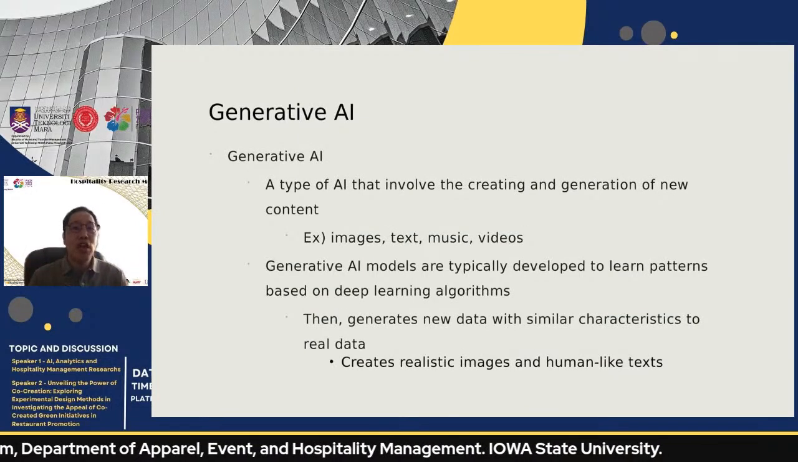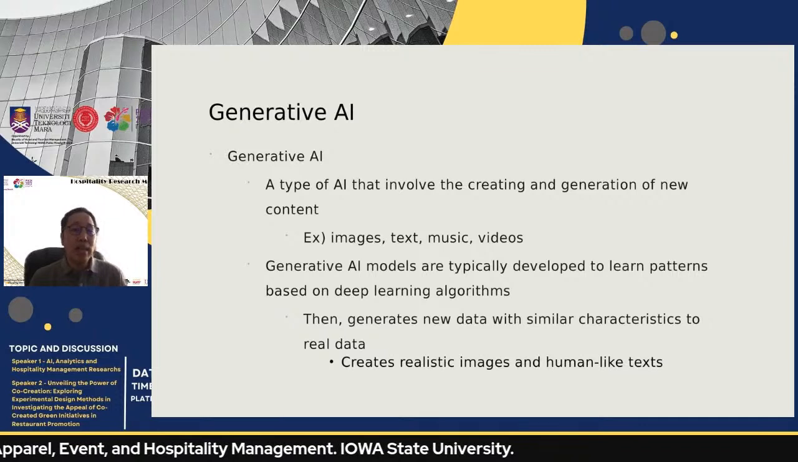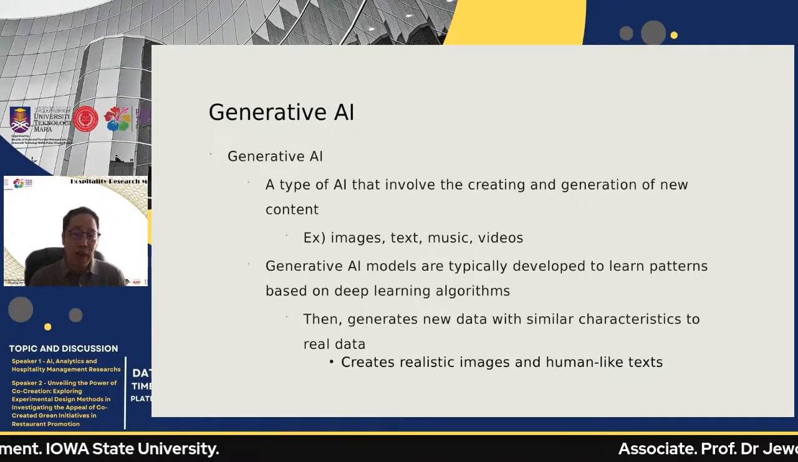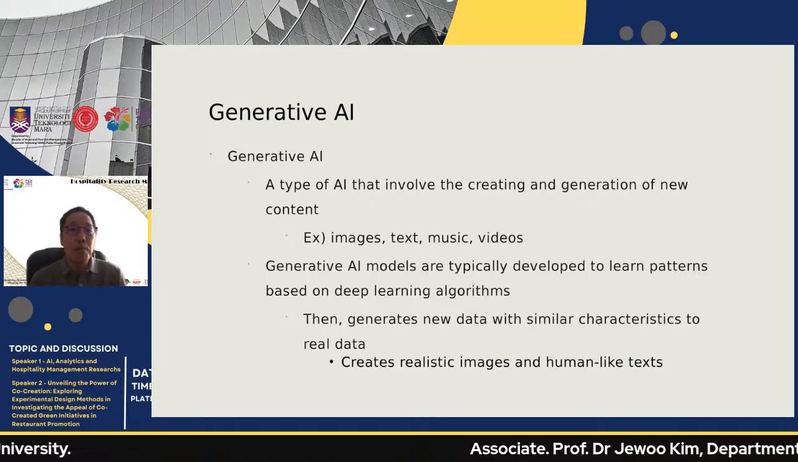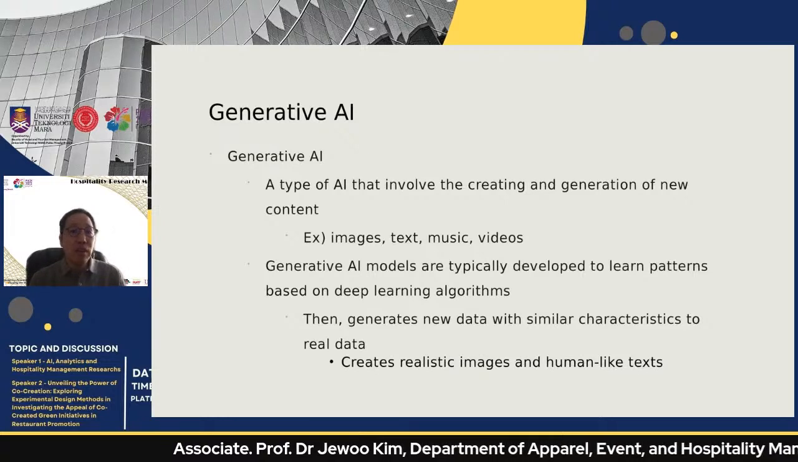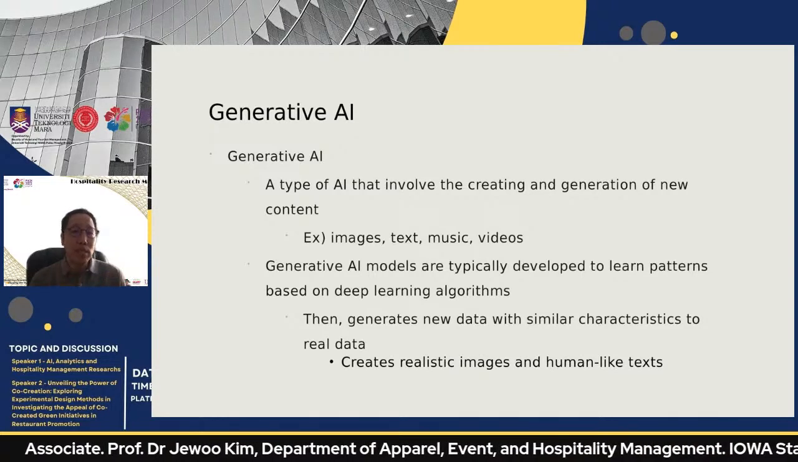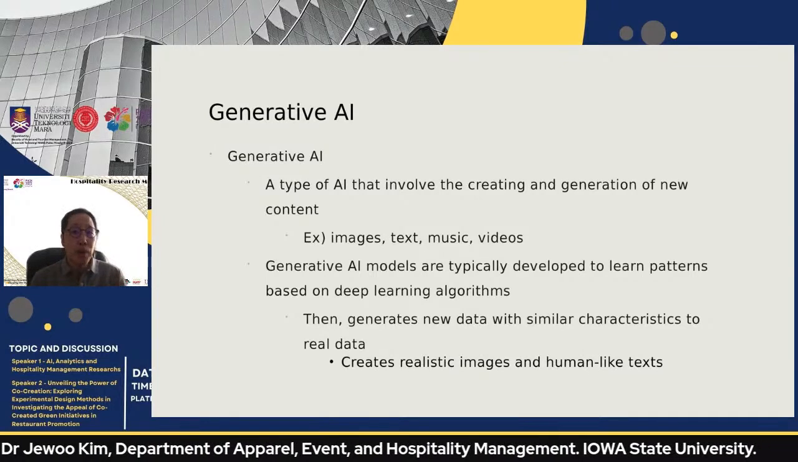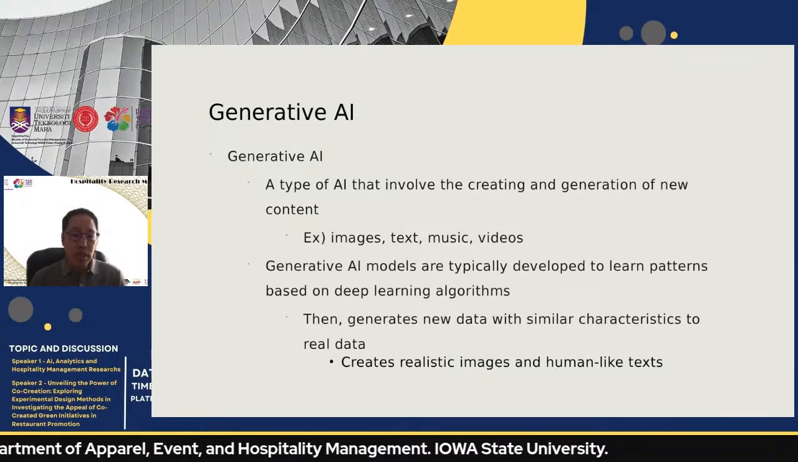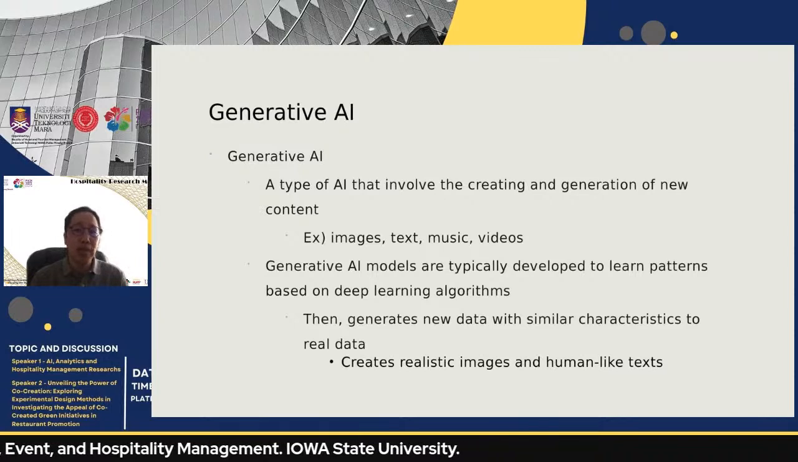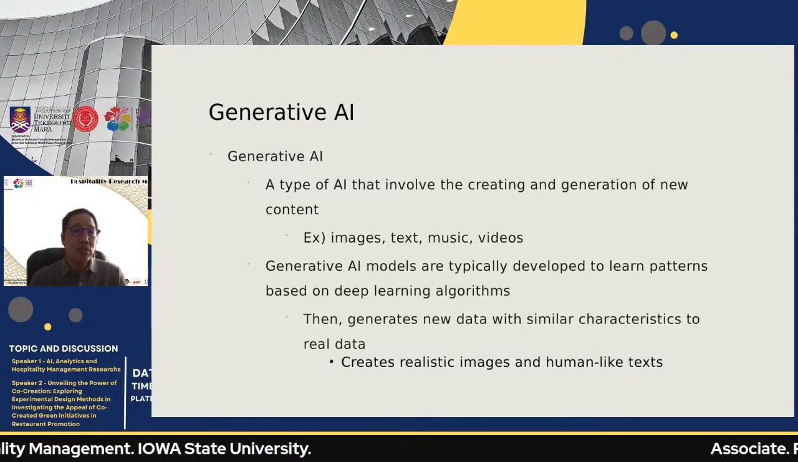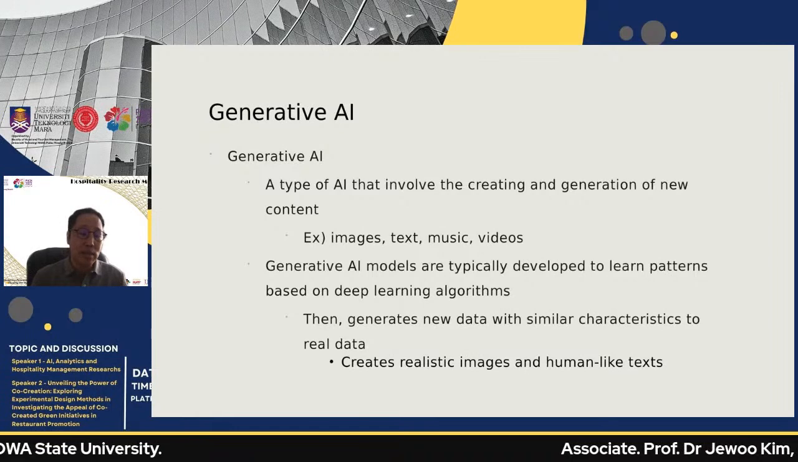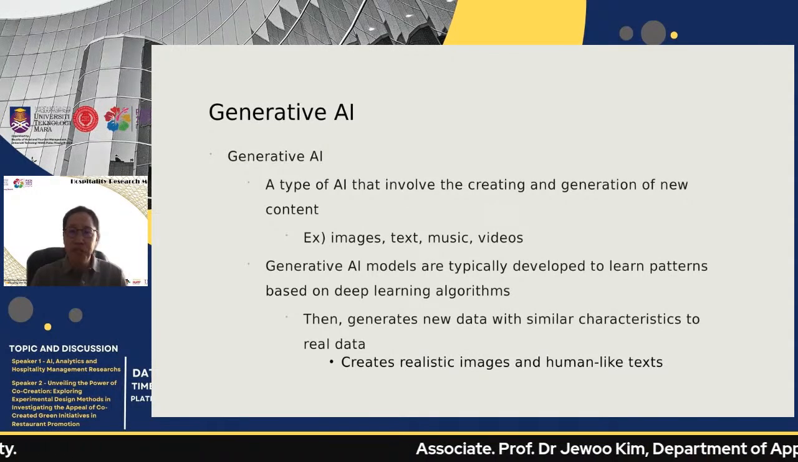With the foundation of AI, machine learning, and deep learning, we are going to explore the concept of generative AI and its profound impact on hospitality and tourism research. Generative AI is a remarkable branch of AI, and this branch focuses on the creation and generation of new content. It involves training models to learn patterns, characteristics, and features from existing data.